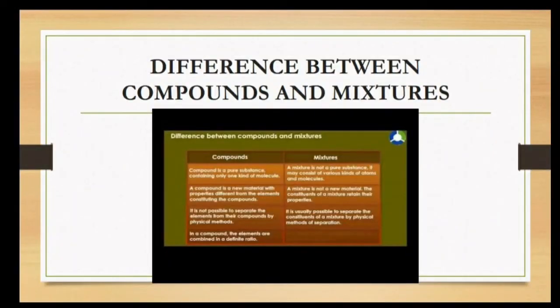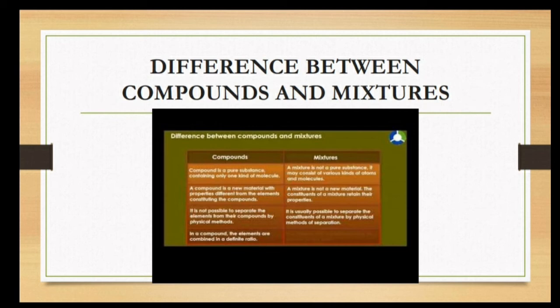Students, with the help of a diagram, we can easily learn the difference between compounds and mixtures. A compound is a pure substance containing only one kind of molecule. A mixture is not a pure substance. It may consist of various kinds of atoms and molecules. A compound is a new material with properties different from the elements constituting it. A mixture is not a new material. The constituents of a mixture retain their properties.